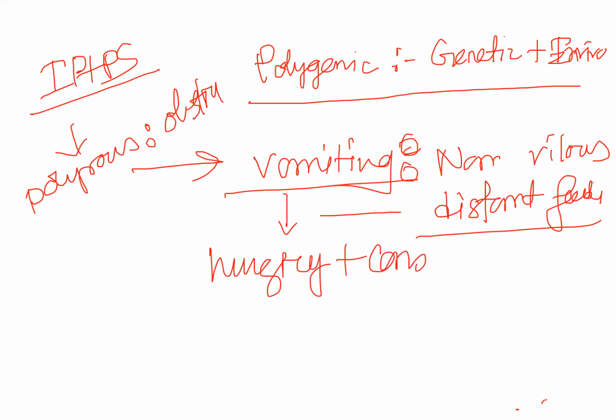Usually this is 2 to 6 weeks. Remember, this is 2 to 6 weeks of age. So at this age, we can get a child having vomiting as well. We can get a child having normal vomiting, okay? But after that, do they become hungry?